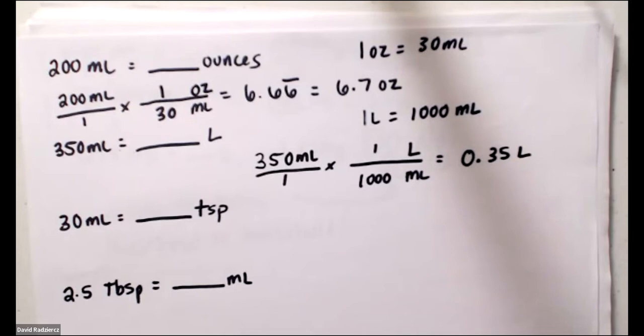If that number were 1.375, don't round. That's your answer. When you're going metric to metric, don't round. That's your answer.